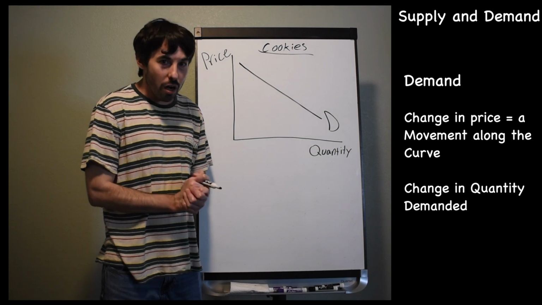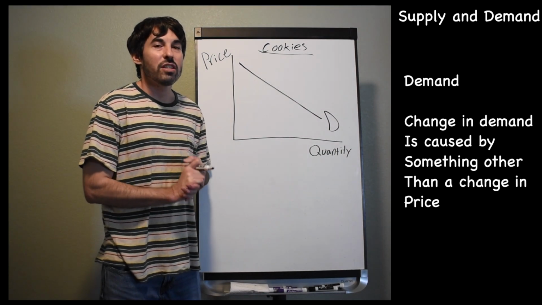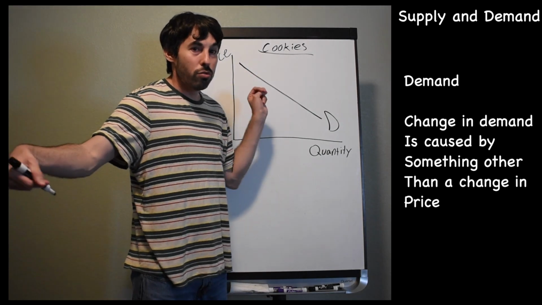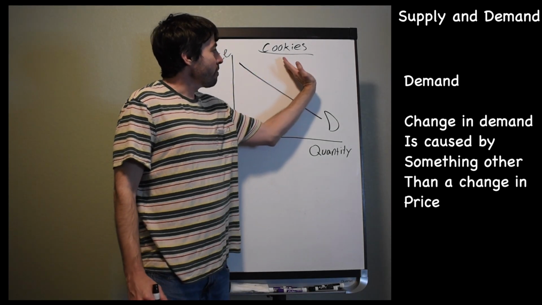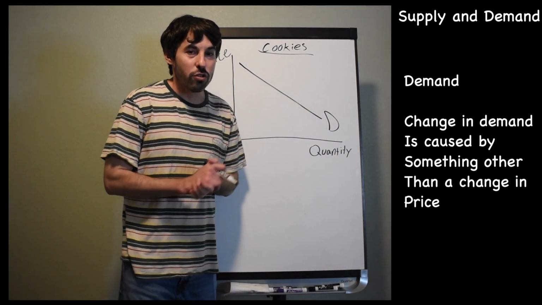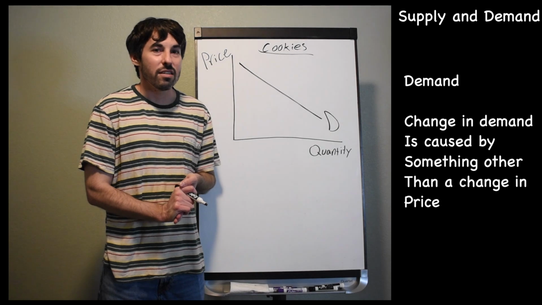But if something other than price changes, there's going to be a shift of the curve. So if we say demand has changed due to something other than price, a shift to the right will be an increase, a shift to the left will be a decrease. That's going to be true for every graph I teach you for the rest of the year.